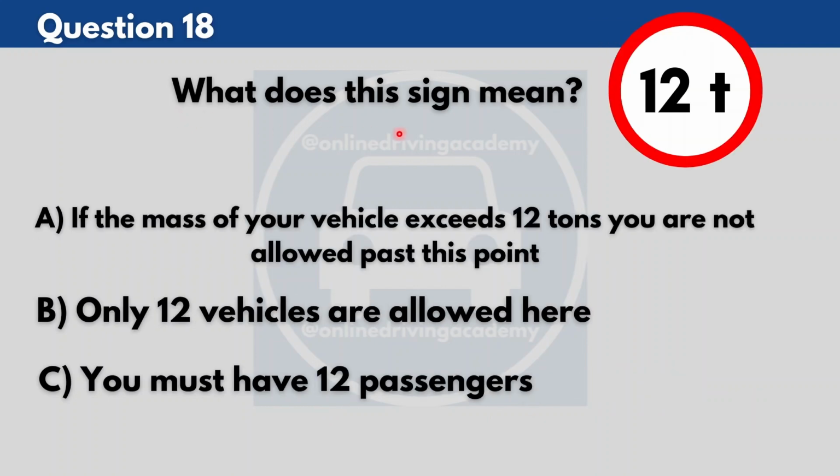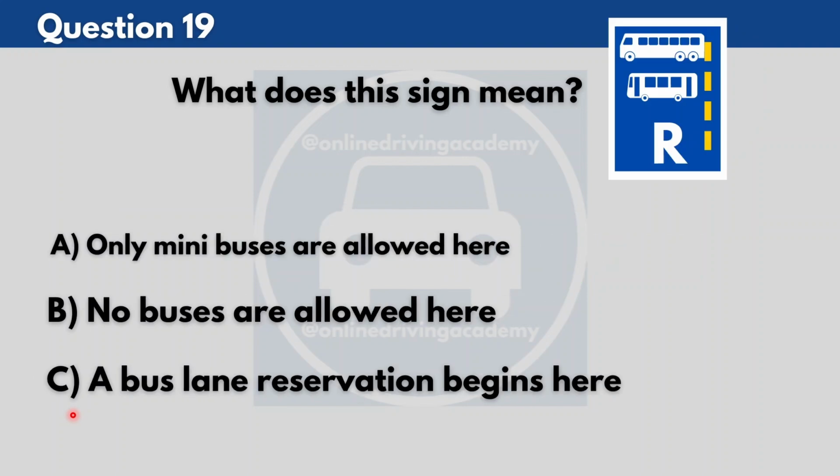Question 18. What does this sign mean? We can see it says 12 tons within a white background and a red border. So is it option A? If the mass of your vehicle exceeds 12 tons, you are not allowed past this point. Is it option B? Only 12 vehicles are allowed here. Or is it option C? You must have 12 passengers. Correct answer will be option A.